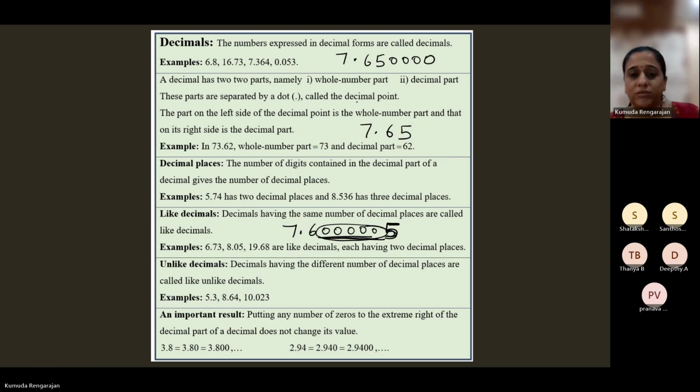While in this earlier example, you can just remove the zeros because after the zeros, there is no valid digit. Four zeros in the extreme right, so you can just remove them. And the decimal number is nothing but 7.65.